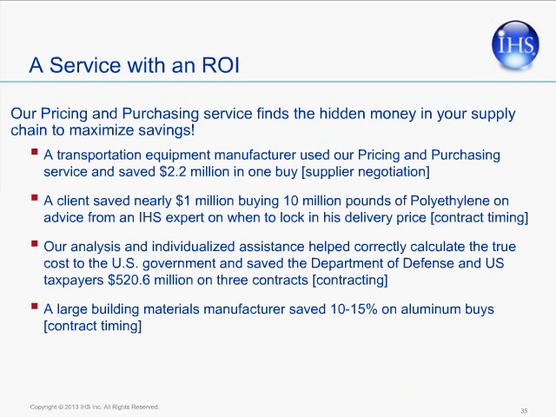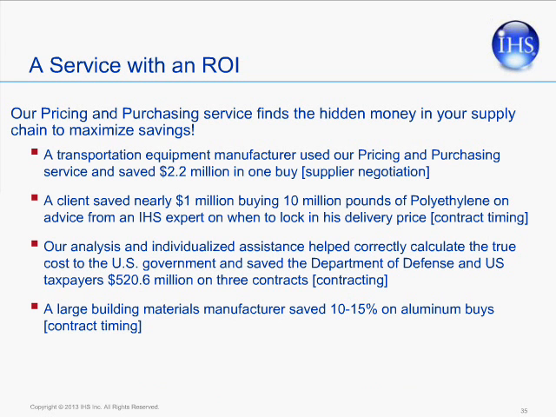So just some more specific examples of savings that have been achieved with the tool, just so we can show proven results here. A transportation equipment manufacturer saved $2.2 million in a single buy. Again, I can't think of too many other ways that I'd like to spend a day than saving $2 million on a single negotiation. Another client saved $1 million buying polyethylene based on the advice from our experts.